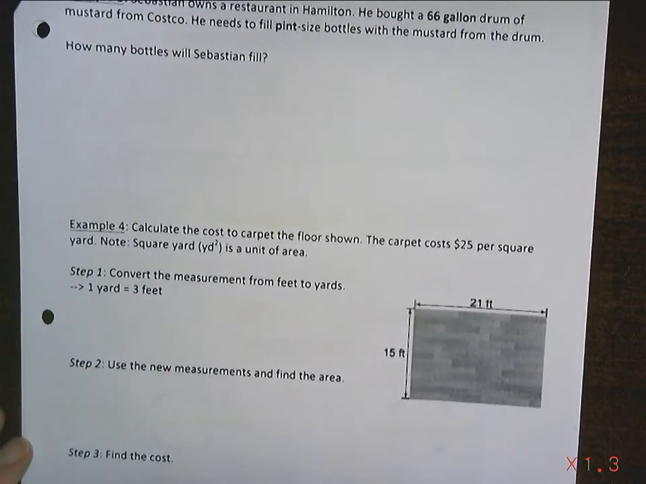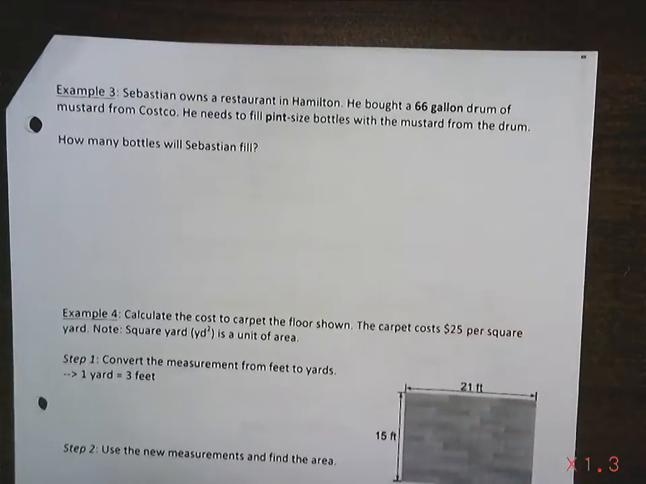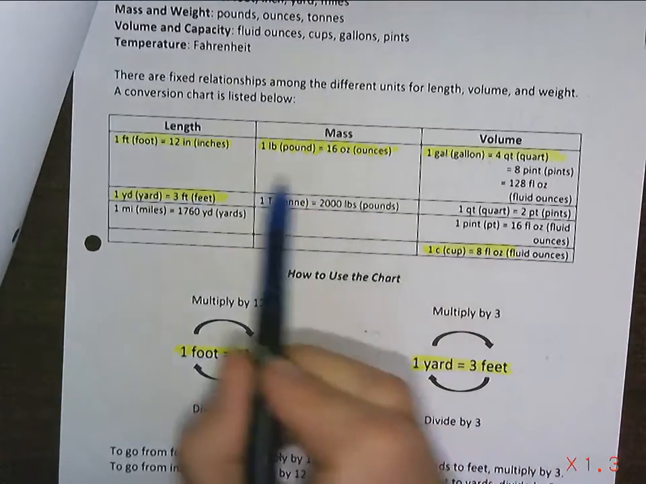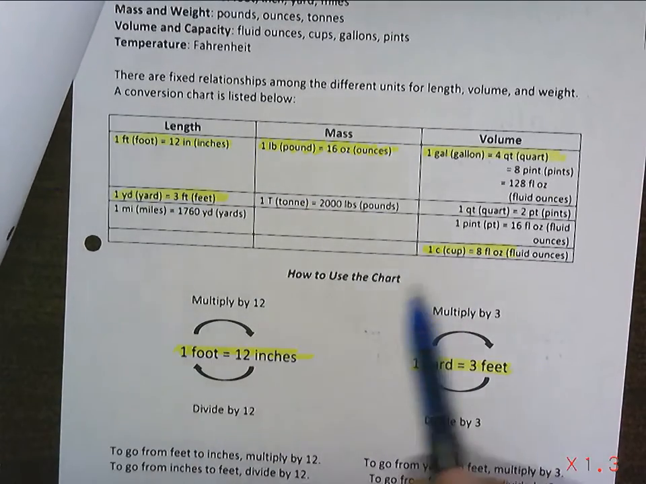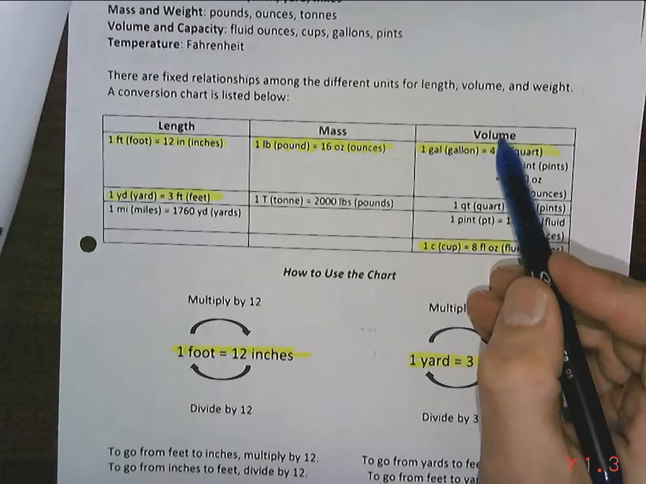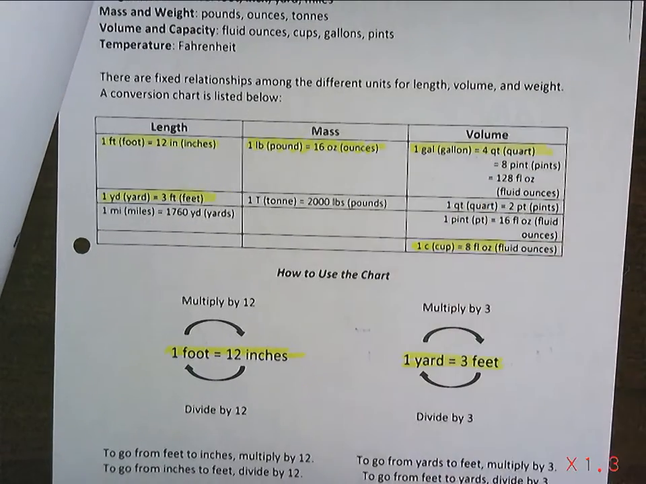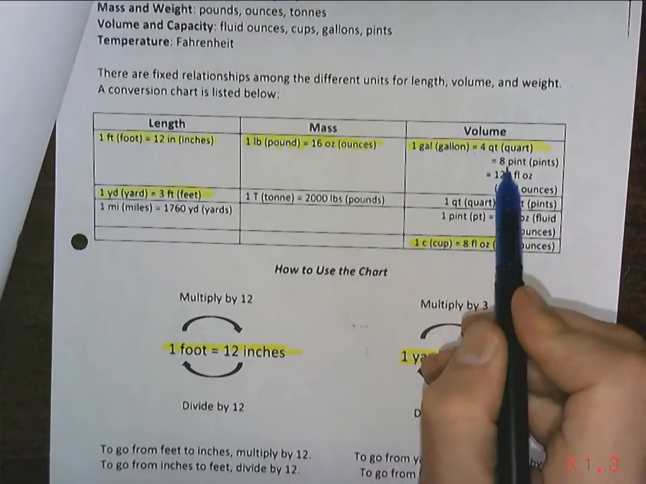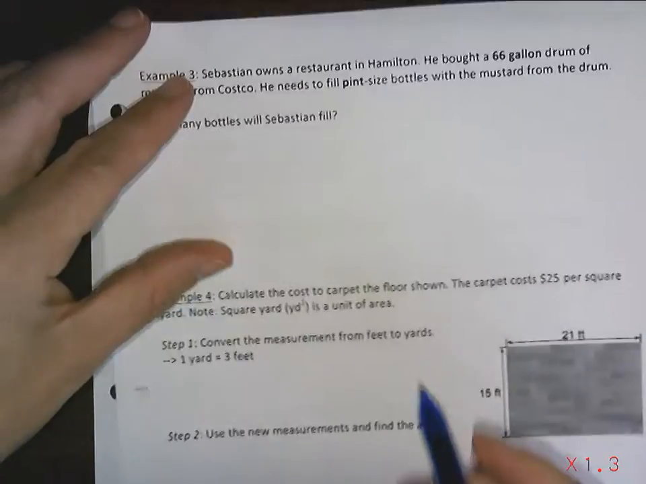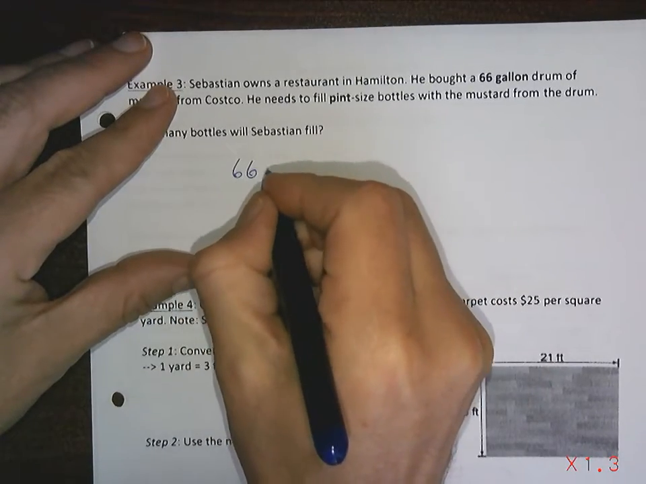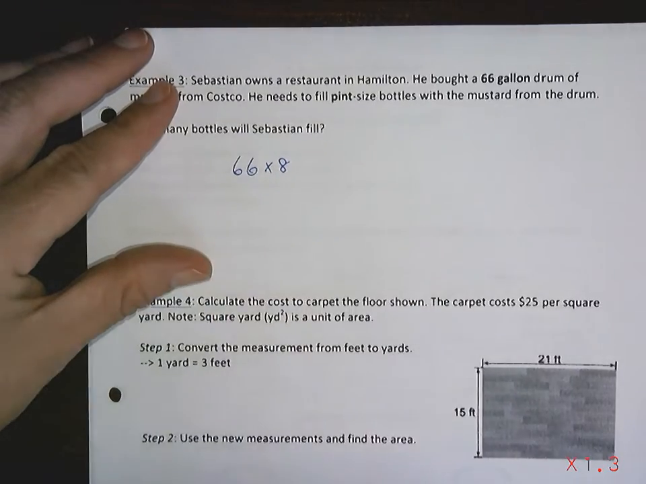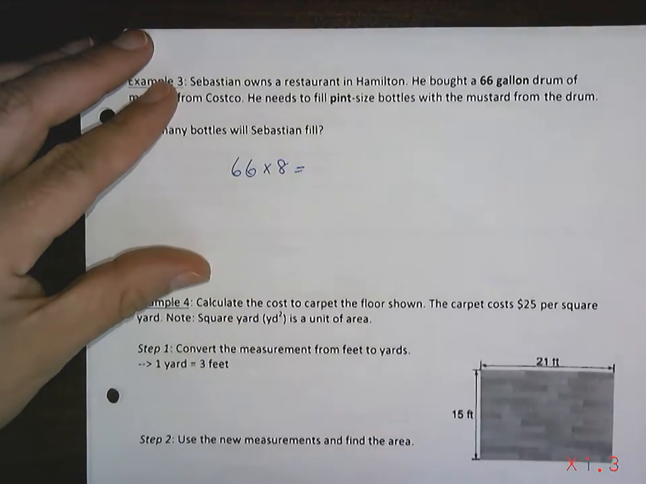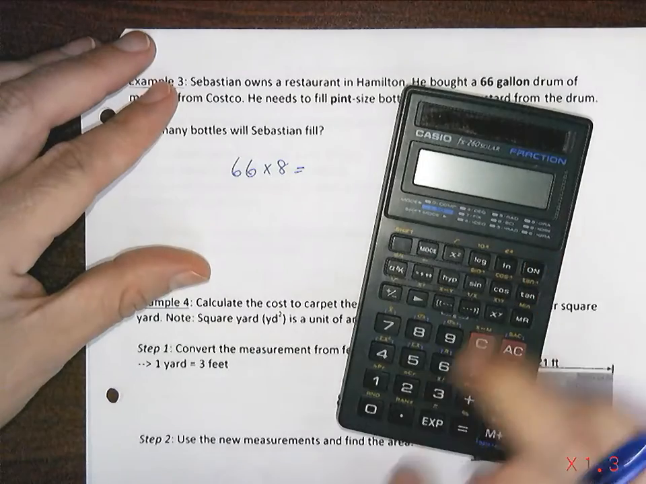So, looking here, I need to go gallons to pints. So, gallons, gallons, gallons. First of all, it's volume. And 1 gallon is 4 quarts. And 1 gallon is 8 pints. So I've got 66 gallons. Each one of those will fill 8 pints. So I'm thinking I've got enough mustard to go for a while here.